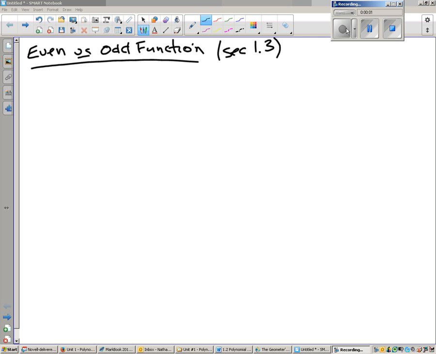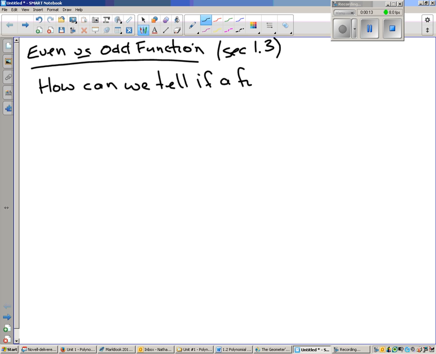Even versus odd functions comes from chapter 1, section 1.3, and we're going to look at how we can tell if a function is even or odd. Okay, so if we know a function is even, what does it tell us, or what do we know about it?